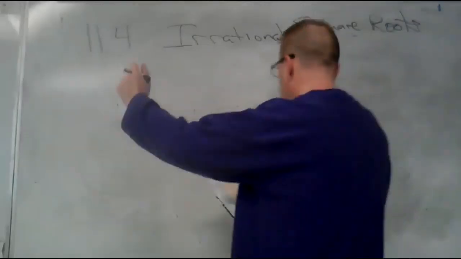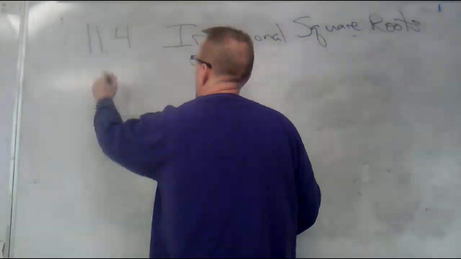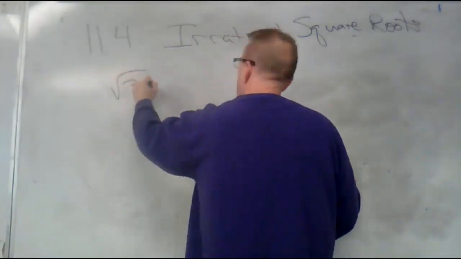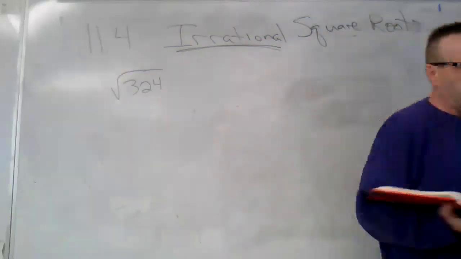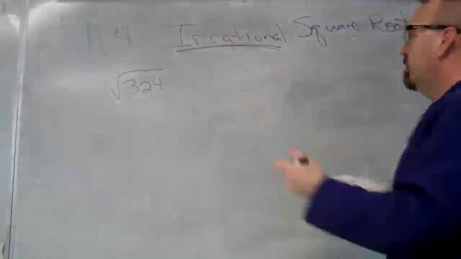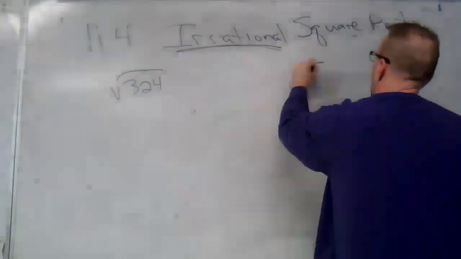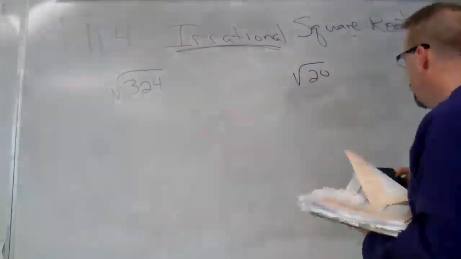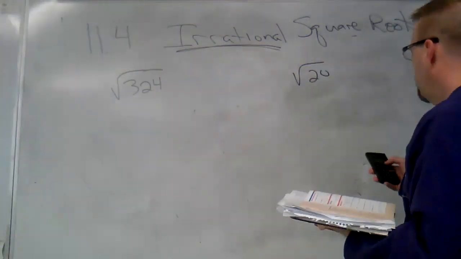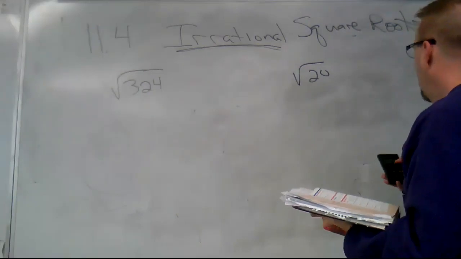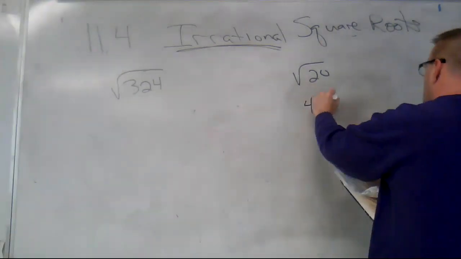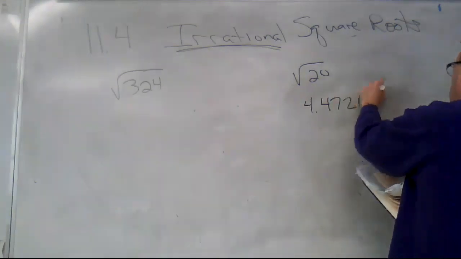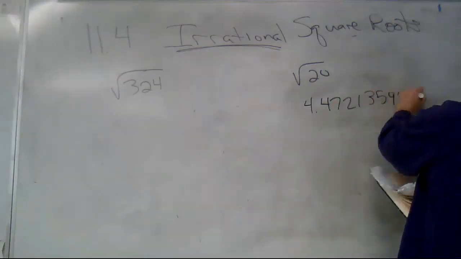All right, we're gonna take what we did yesterday and extend it into a new one. Today we're eventually gonna look at irrational square roots. Irrational numbers are when they do not repeat. So for example, if we took the square root of 20, the answer would be 4.47213595. It just keeps going on and on.